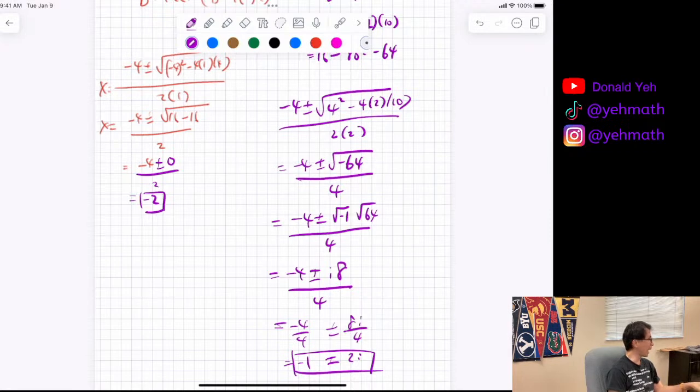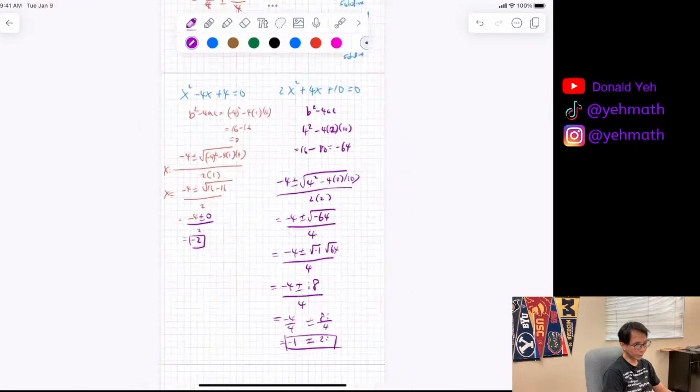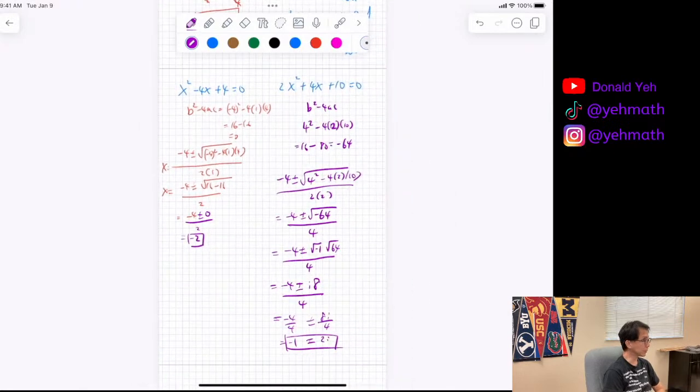What does that mean in the actual graph? That means there is no real x-intercept. A parabola can have no x-intercept. As a matter of fact, a lot of parabolas don't have an x-intercept. So there you go, this is the quadratic formula for you.